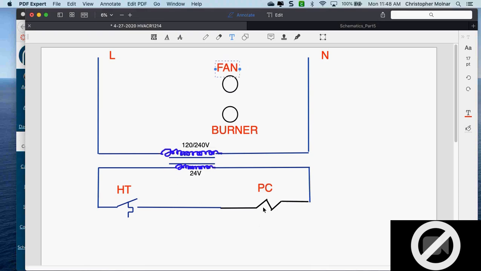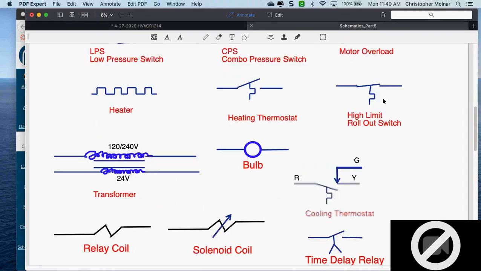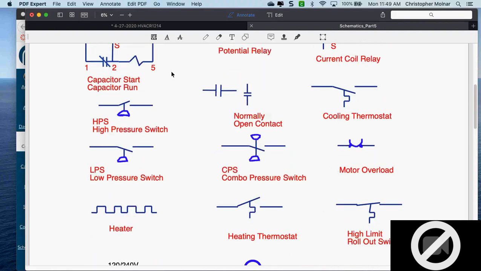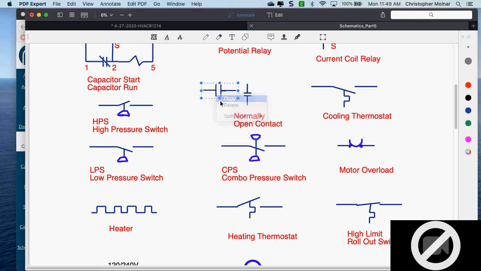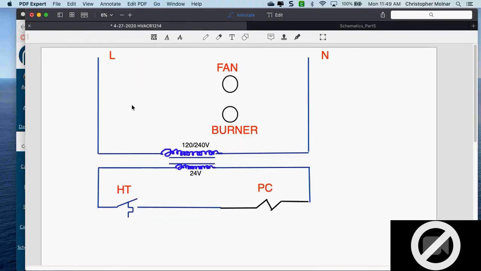Now, if I have a primary control down here that has a relay coil, what must I have up here? Contactors? The contacts connected to that relay coil. Is it normally open or normally closed? Normally open. Yeah. So if I have a normally open contact, yeah, we'll put it there.